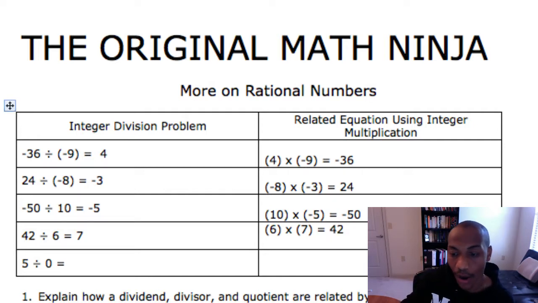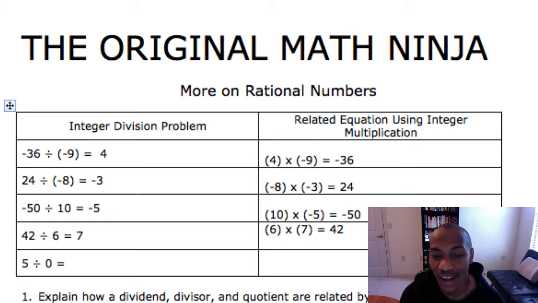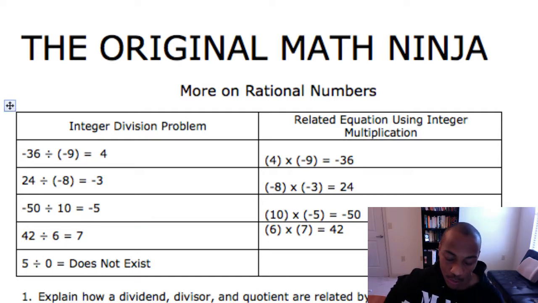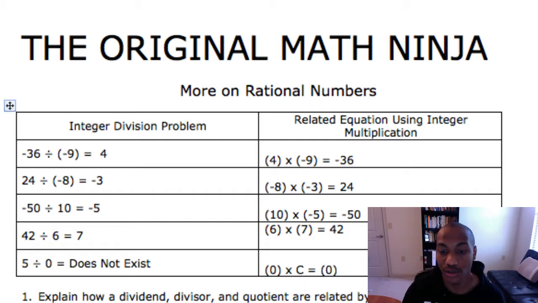Now, let's think about this next one. Wow, this next one is tough. 5 divided by 0. Can 5 be divided by 0? Well, actually, this does not exist. The reason is because if we do 0 multiplied by any number, we'll just say C, it is going to give us 0 no matter what. So 0 multiplied by any number is going to give us 0. So can 5 ever be divided by 0? No, it can't.